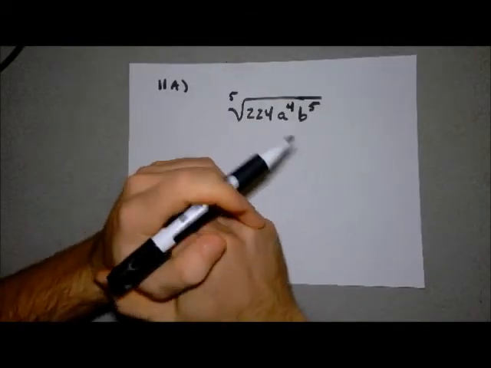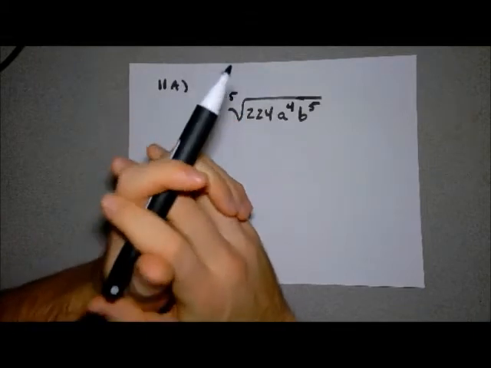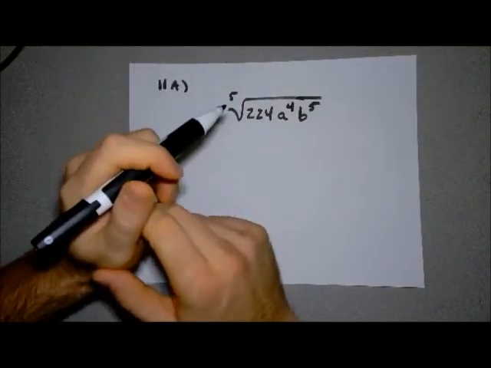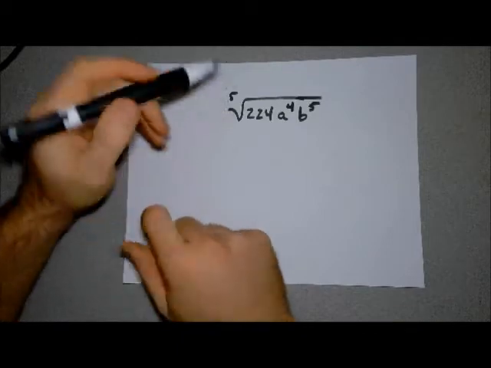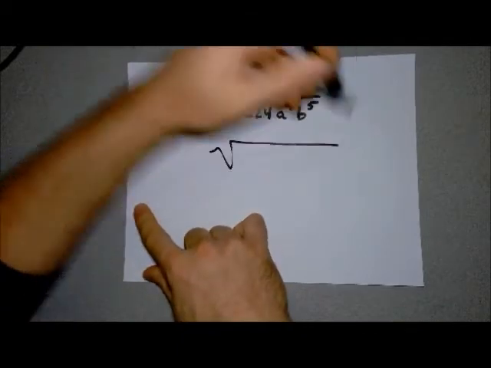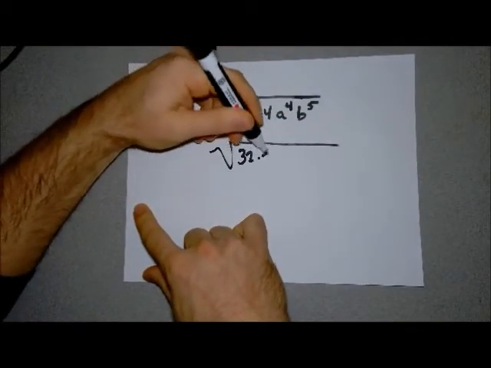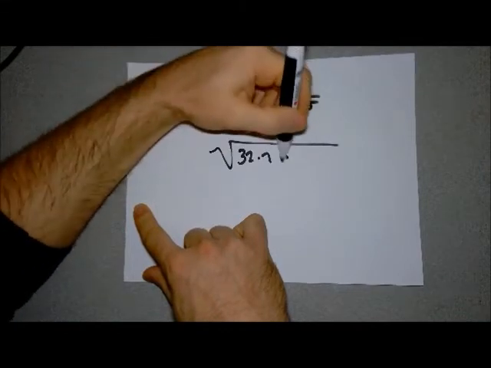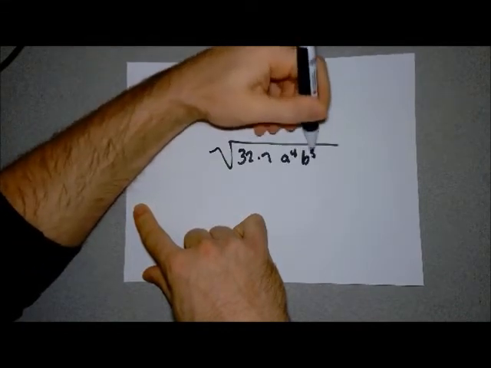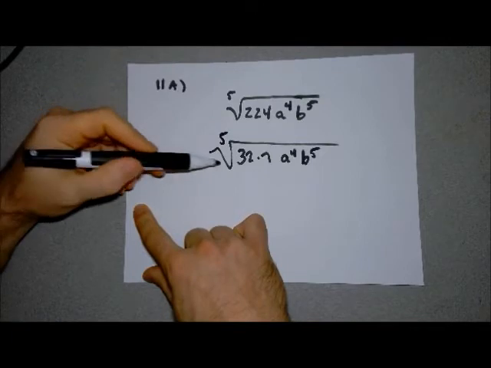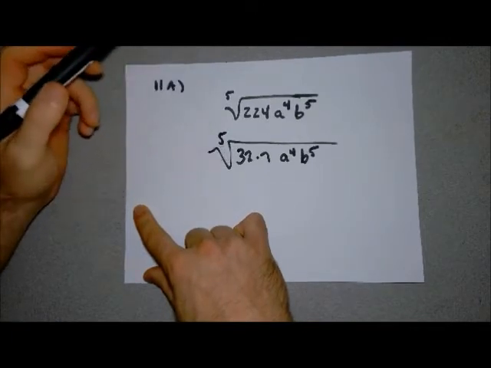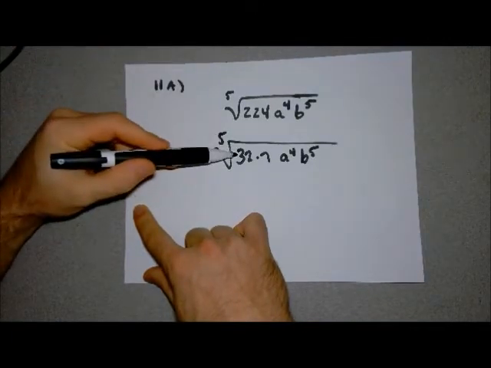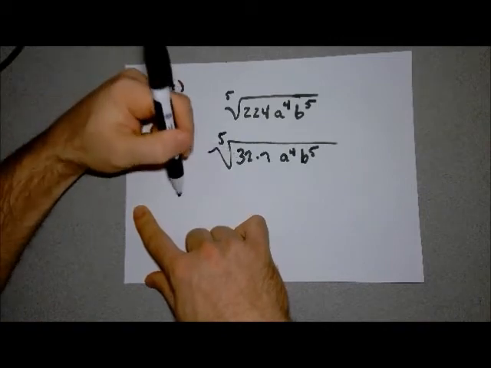Okay, number 11a. It's a fifth root problem, and for a fifth root problem, you need a perfect fifth root, and the only perfect fifth root we have is 32. So you would want to write this as 32 times 7. Bring the letters down, a to the fourth, b to the fifth. And since it's a fifth root, you ask yourself, which one of these numbers could you take the fifth root of? And that one would be 32. And the fifth root of 32 is 2.